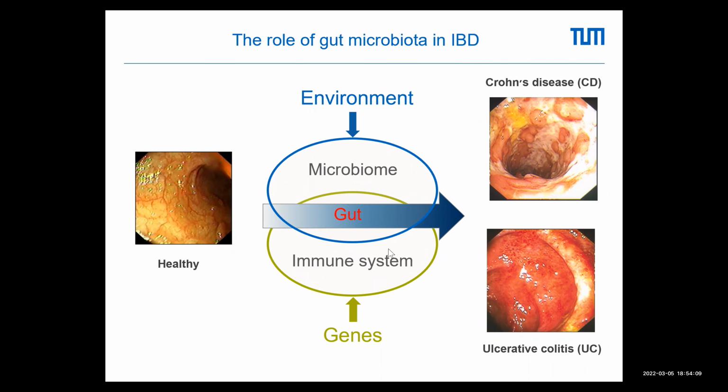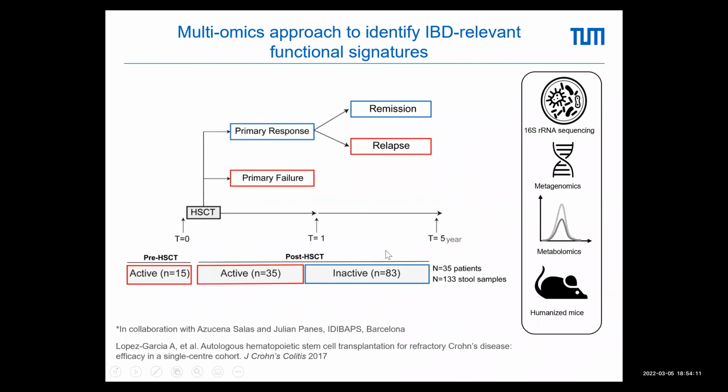And so in this study, what we wanted to do is to identify an IBD-relevant gut microbiome signature using genomics techniques, so 16S rRNA gene sequencing, shotgun metagenomics, metabolomics, and in addition, we did the functional validation in humanized mice.